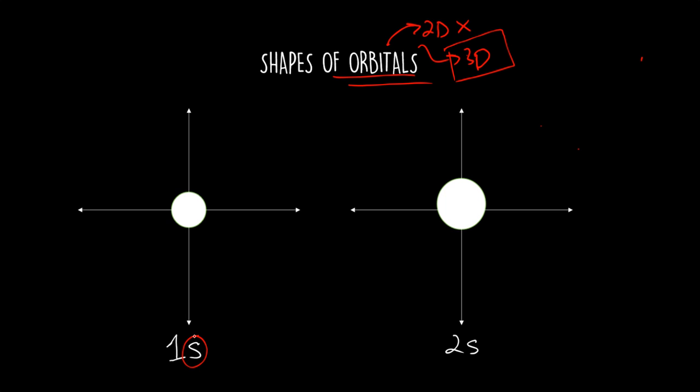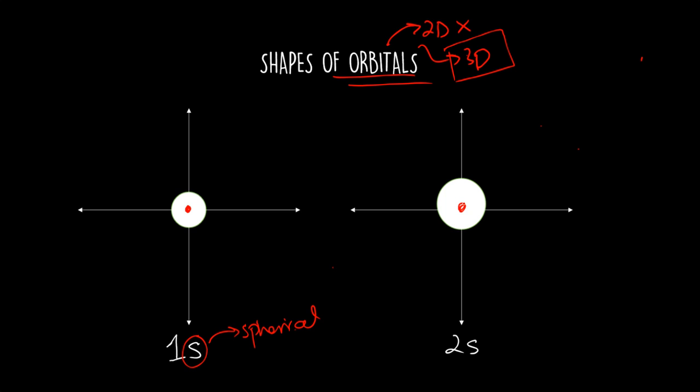Now S stands for spherical. Alright, so because this screen is 2D, I have to draw it out like a circle, but this in fact is spherical in terms of 3 dimensions. Now 1s is closer to the nucleus, so imagining a nucleus right here, you can see that the boundaries of the 1s are much closer, they have less distance from the nucleus.